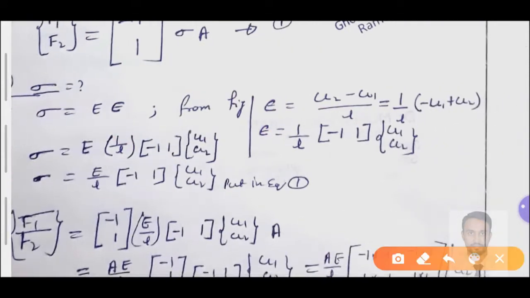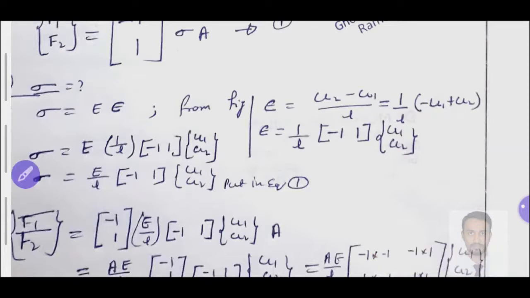Then I will take 1 by L common, and simultaneously I will rearrange this order-wise, minus U1 plus U2. Then I will convert this equation in terms of a matrix. 1 by L I have taken common.